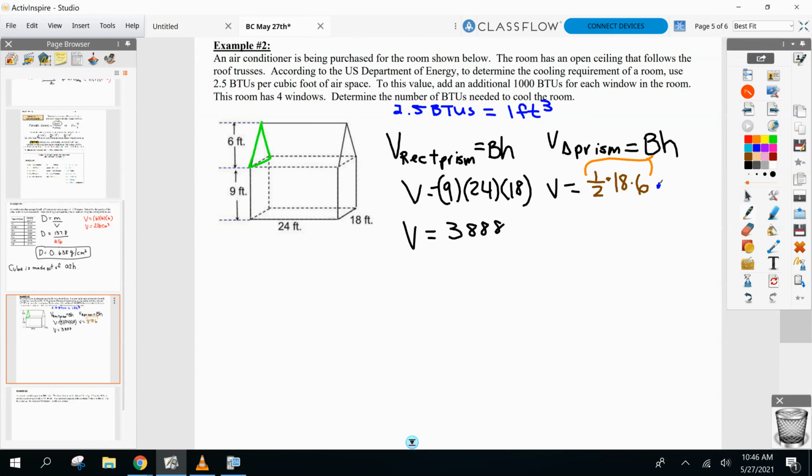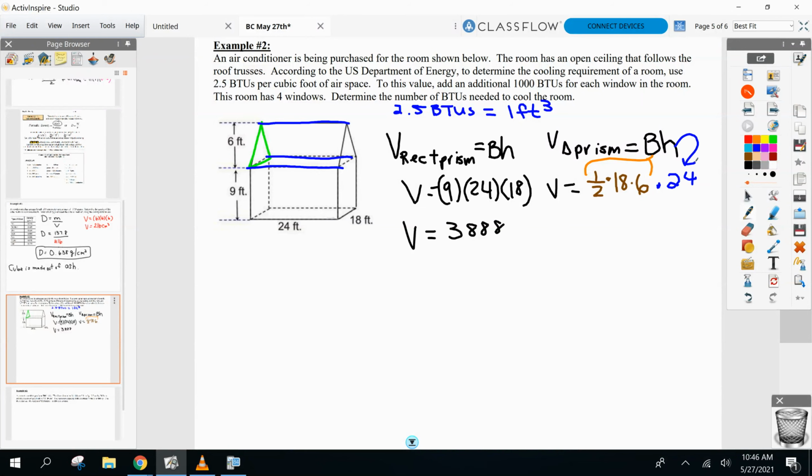H, height of the prism. What edge connects those triangles right there? That's what I'm looking for. What edge connects those triangles and how long is it? Where's that edge and how long is it? You can do this one. That connects the bases. How long is each of them? 24 feet. So H times 24.